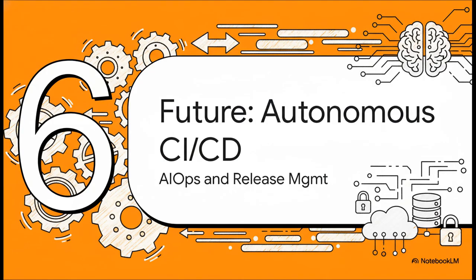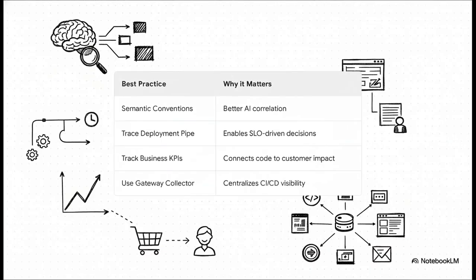So where is all of this heading? Let's zoom out for our last section, the future, autonomous CI/CD. This is where we start getting into the world of AIOps, really taking over release management. So to get ready for that future, there are a few best practices to keep in mind. Using standard semantic conventions for your metadata helps AI models make smarter connections. Tracing the pipeline itself helps you make decisions based on SLOs. And, like we said, tracking those business KPIs is what connects your code to real customer impact.